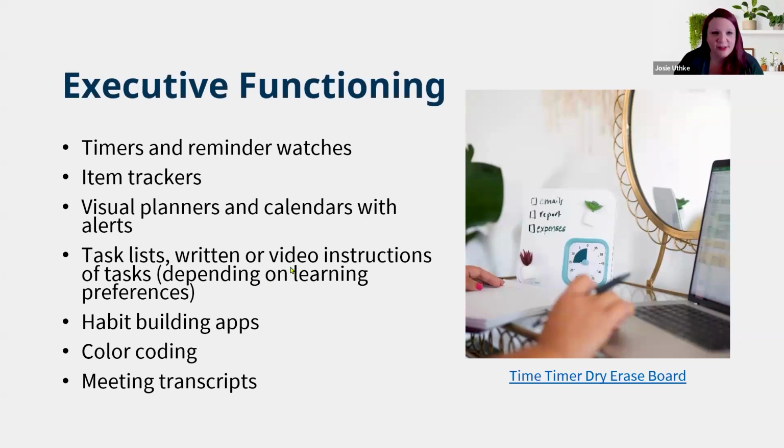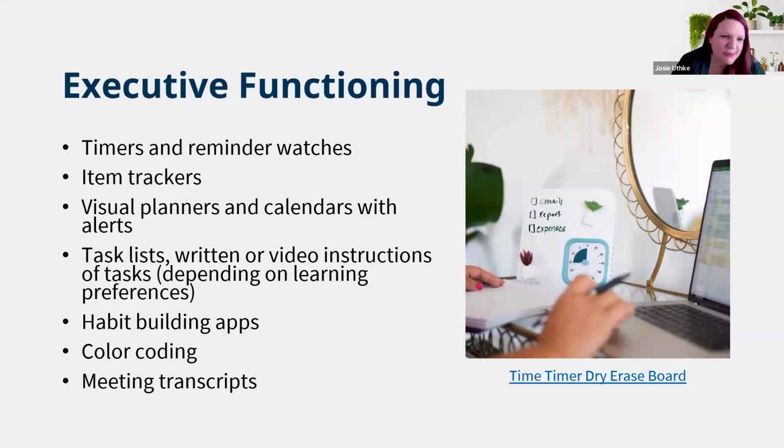If the traditional type of planner doesn't work for you, they have a lot of different neurodivergent models. They have ones that are pictorial, tactile. They're being utilized in different ways. So if you're someone who might want to look at a non-traditional planner, that's another option. Task lists, written or video instructions on different tasks. And again, this is going to be dependent on learning preferences.